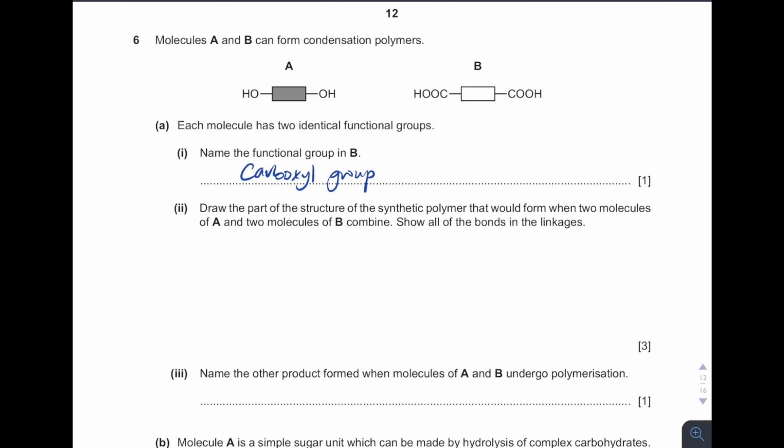Then draw part of the structure of the synthetic polymer that would form when 2 molecules of A and 2 molecules of B combine. How to draw is mentioned here already. You have to draw 2 molecules of A and 2 molecules of B. This is condensation, which happens by removing the byproduct H2O, which means you have to take away H and OH. Remember this, always take away the OH from the COOH and then take away H from the other monomer. So eventually it will look something like this.